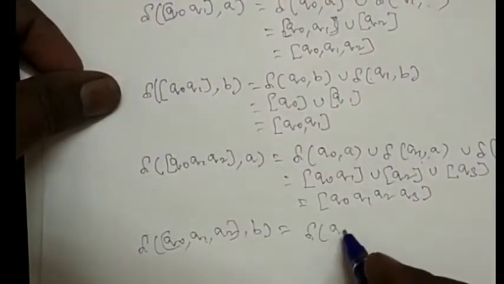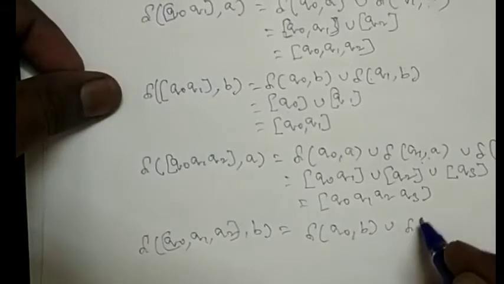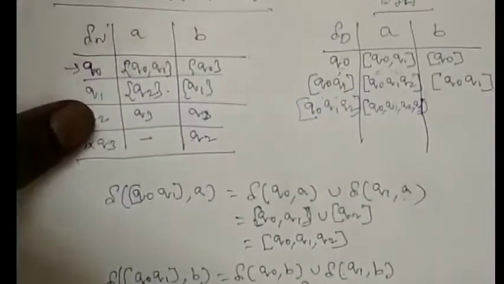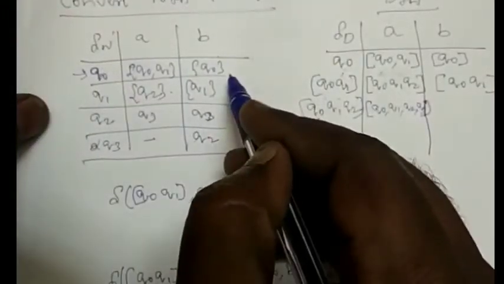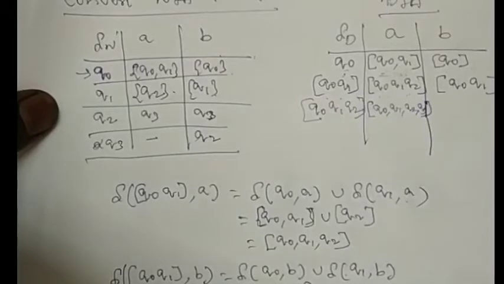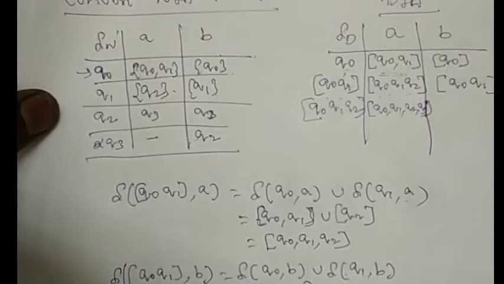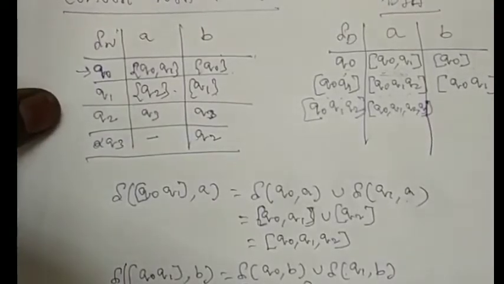It can be abbreviated as delta of Q0 comma B union delta of Q1 comma B union delta of Q2 comma B. So Q0 comma B, it goes to Q0 itself. As per the NFA diagram, when you apply B on Q0, it goes to Q0 itself. And Q1, when I apply B, it goes to Q2. And in Q1, when I apply B, it goes to Q1 itself. And Q2, when I apply B, it goes to Q3.